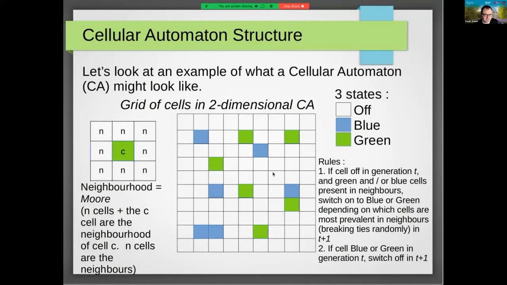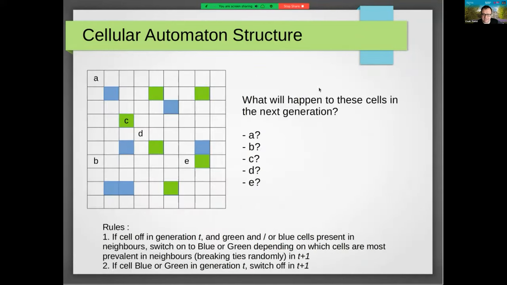Two very simple rules. So based on those rules, what's going to happen to each of these cells in the next generation? So what's going to happen to cell A there? Go blue. Yep, cell A, that's going to go blue because that one's switched off currently. There is a blue cell within the neighborhood, so that will switch on to being blue. What about cell B? Nothing. Yep, that's right, that will remain switched off. There are no blue or green cells and it's currently off. Cell C?